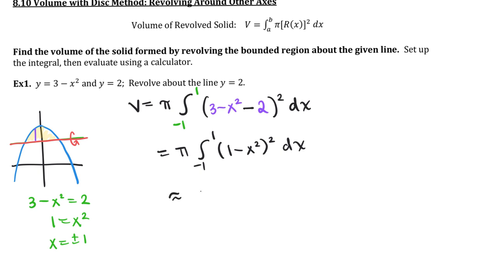So when I approximate this, I get 3.3510-ish. They should be cubic units, but if they don't ask me for units, I'm not going to give them.